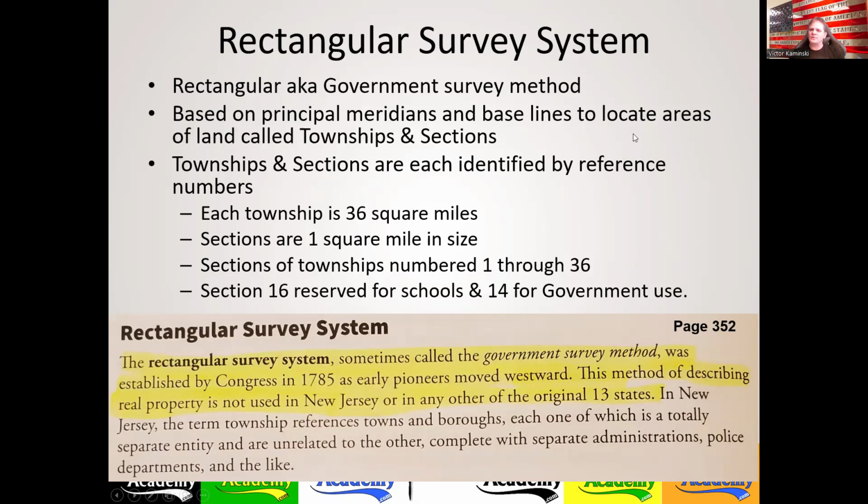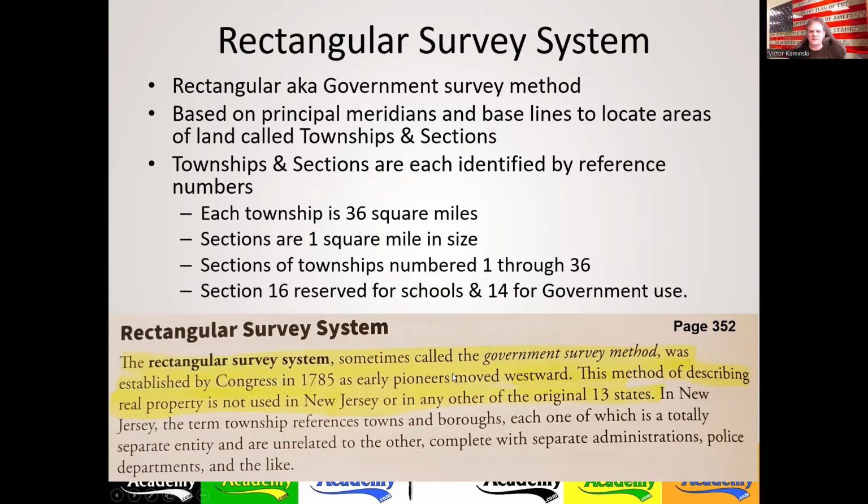And they use those coordinates to locate areas of land they call townships. And townships are 36 square miles in size. And every township contains sections, which are consecutively numbered 1 through 36. And each one of these sections is 1 mile square in size. Section 16s are usually reserved for schools and 14 for government usage.